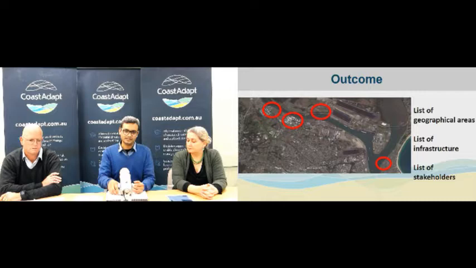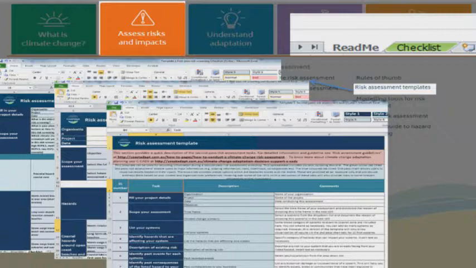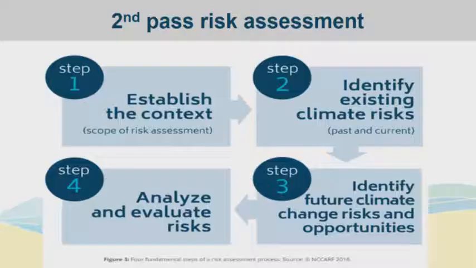There are four templates in CoastAdapt that can be used for risk assessment purposes. These four templates have different purposes and different levels of complexity. Each template has a readme section that will tell you when to use a particular template and what to do while using it. So that's all about fast-pass risk screening in a very quick summary.